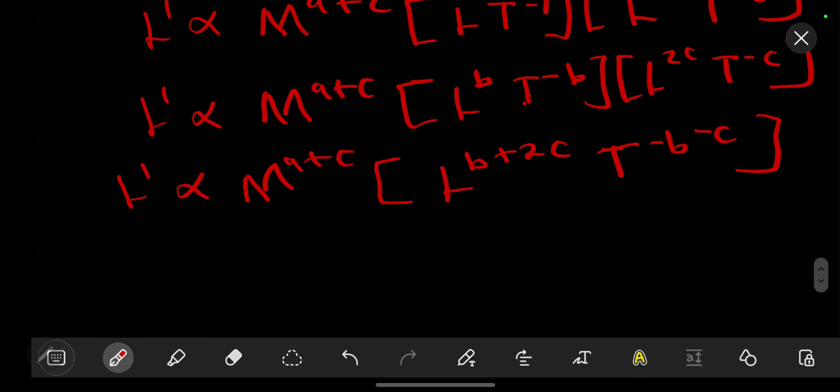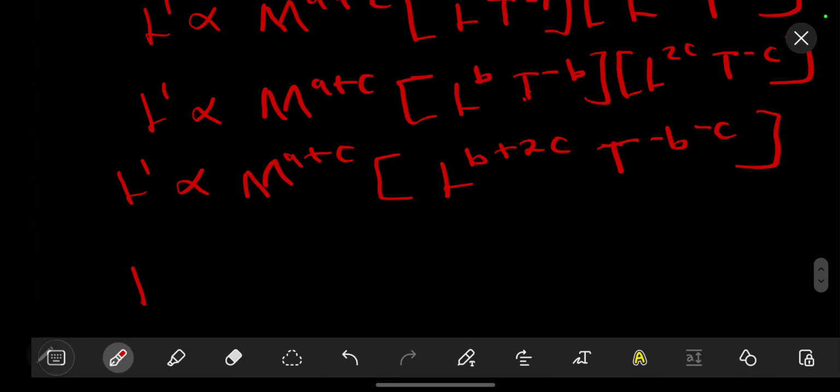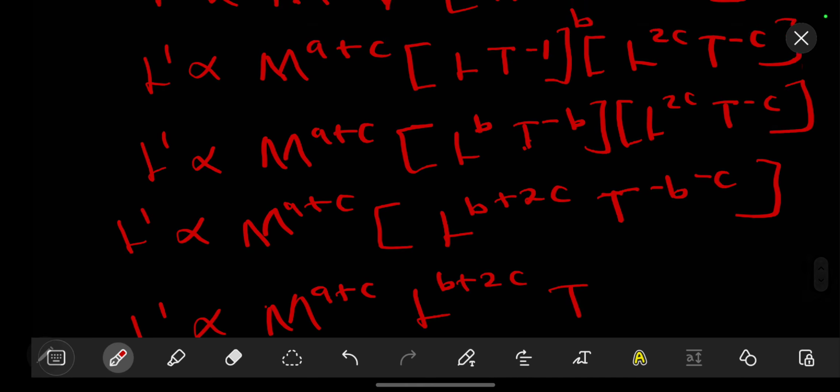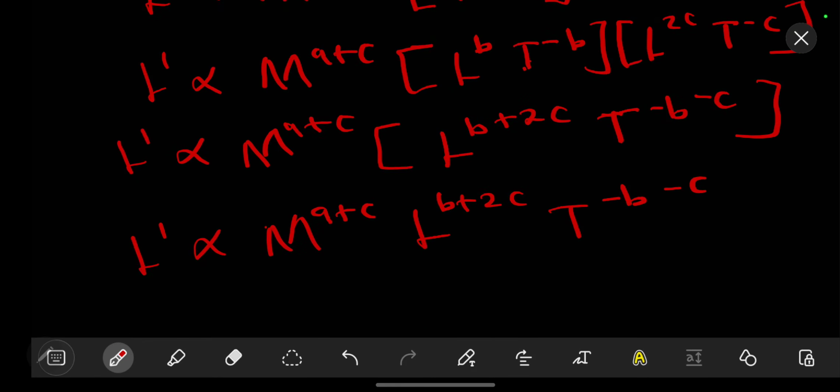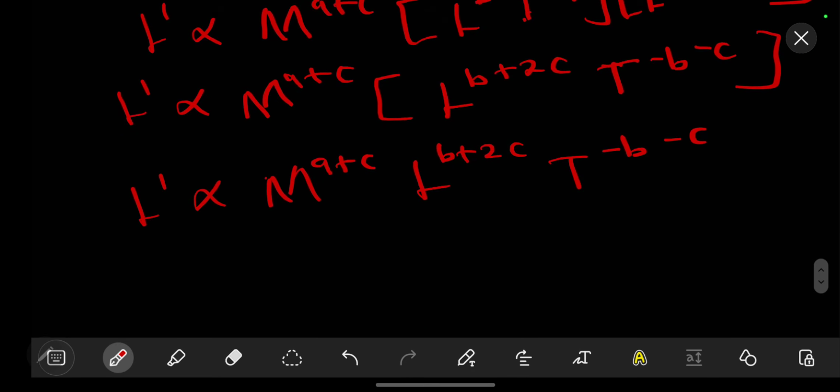So we are going to have our L to the power 1 is proportional to m to the power of a plus c. Then we also have L to the power of b plus 2c. Then we have our t to the power of negative b minus c like that. So this is what we have. So we are just going to equate. So even here the mass is there, but it's power 0. Even our t is there, it's also power of 0.